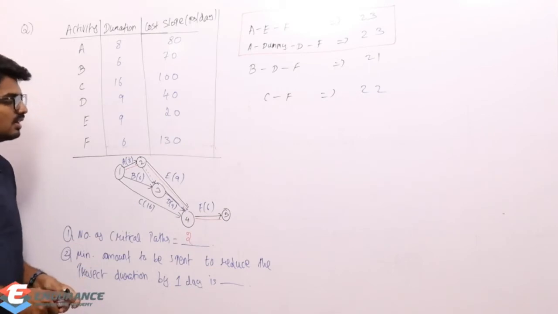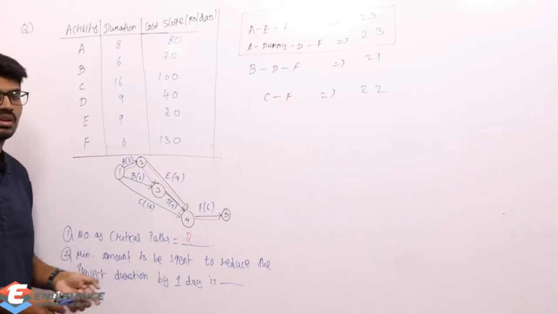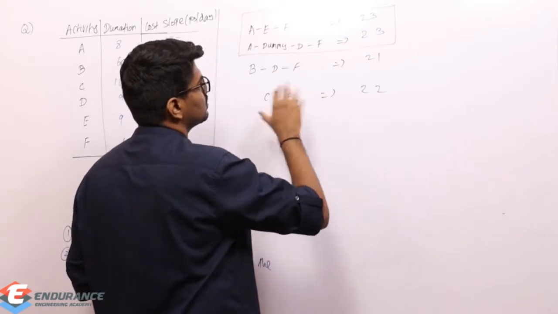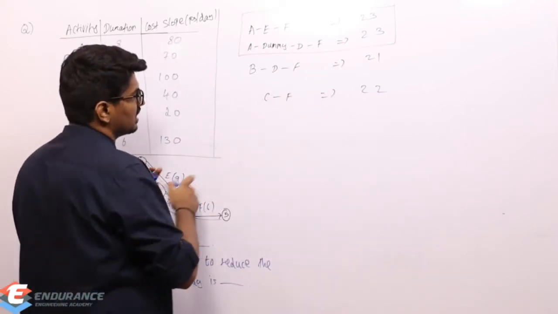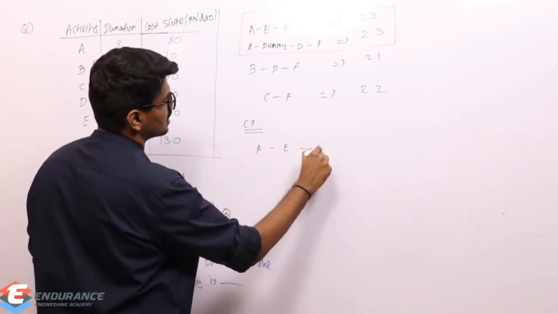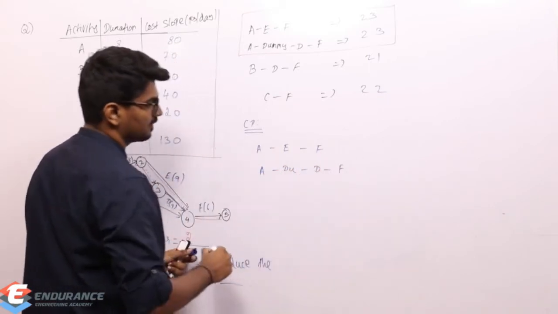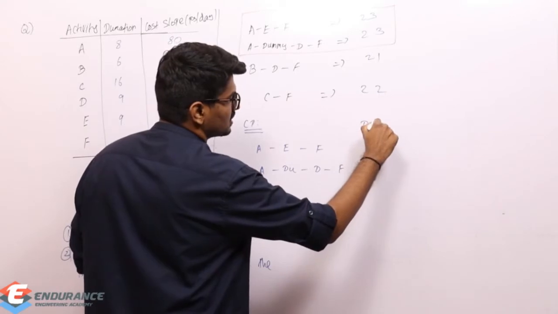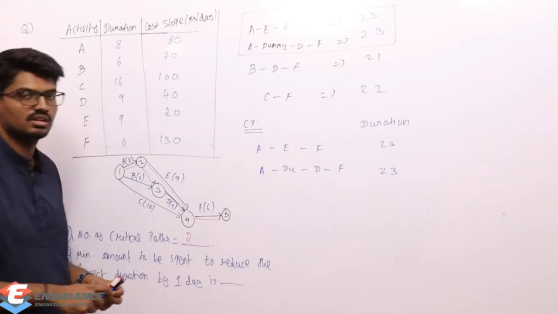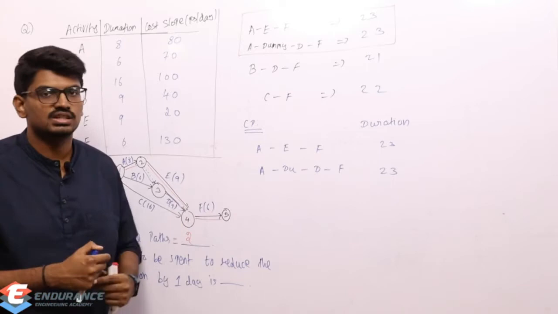What about the second answer, the minimum amount to be spent? How much do I need to spend to reduce the project duration by 1 day? Here the project duration is 23, and I need to reduce it by 1 day. Let me first write it down separately. Our critical paths are A, E, F and A, dummy, D, F. Whether I calculate by this path or this path, my duration is 23 days.